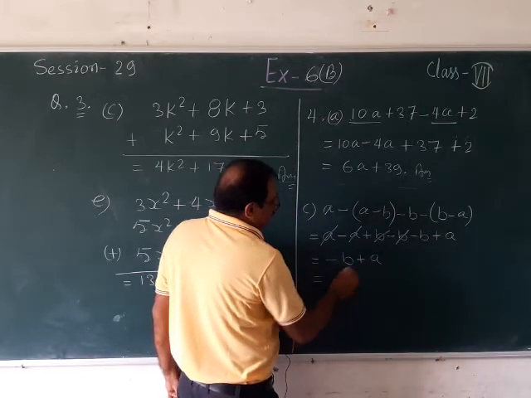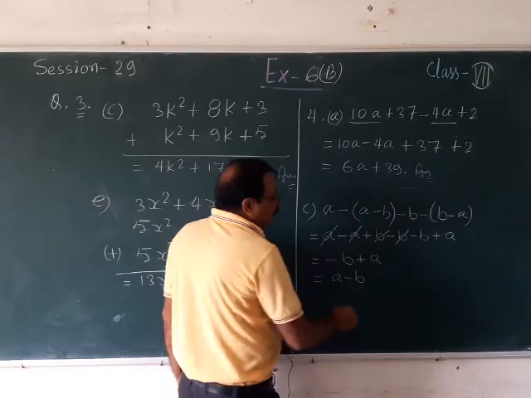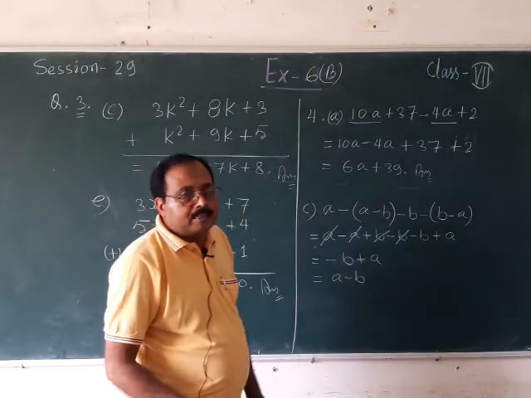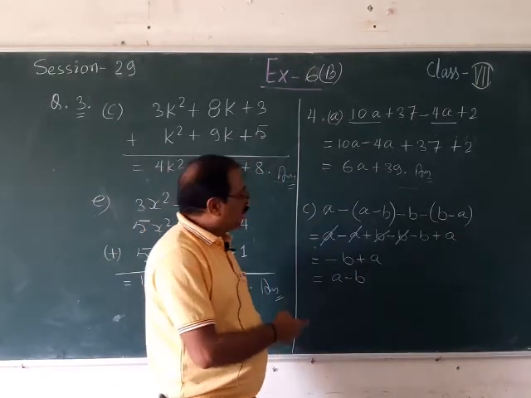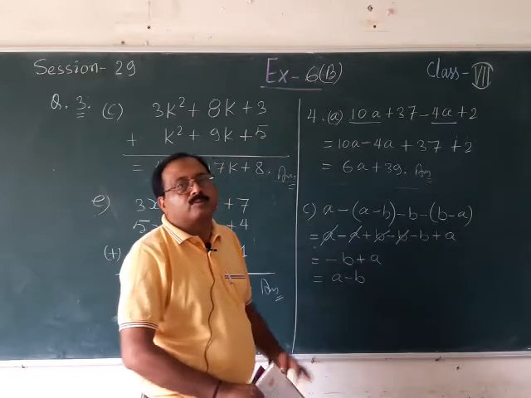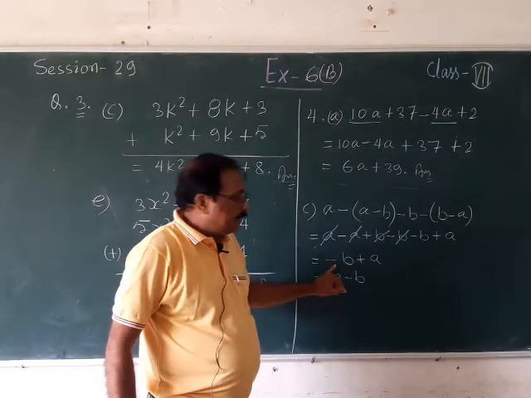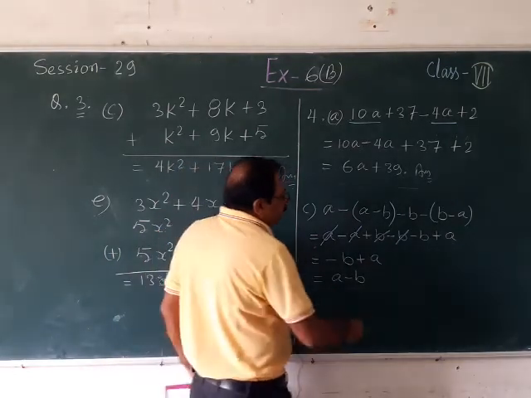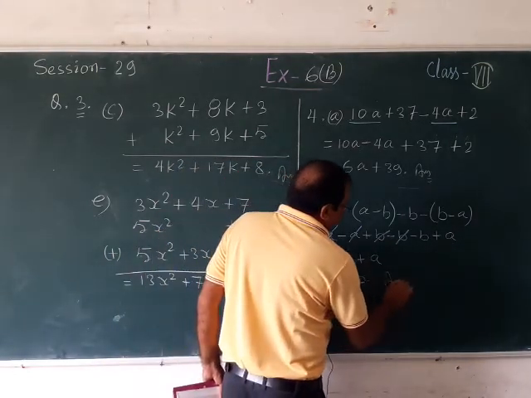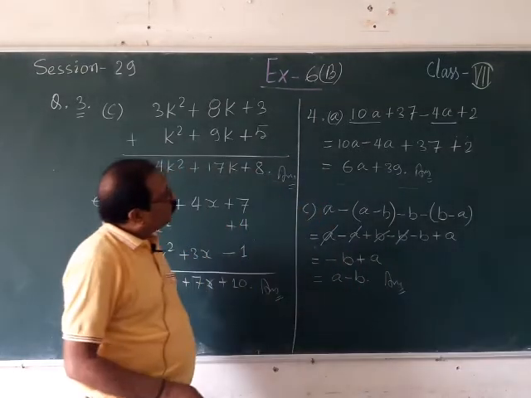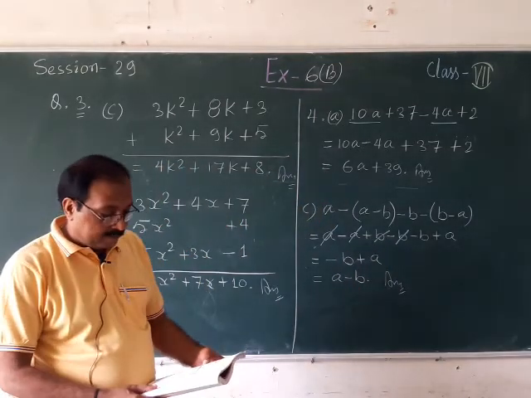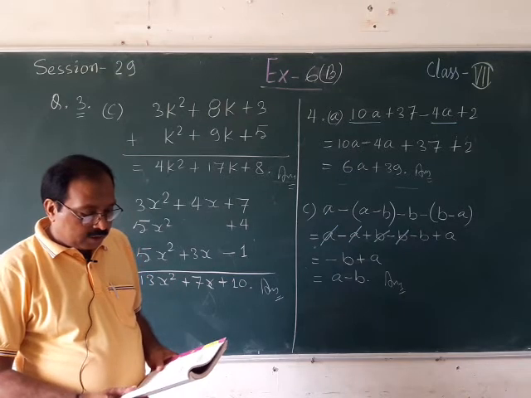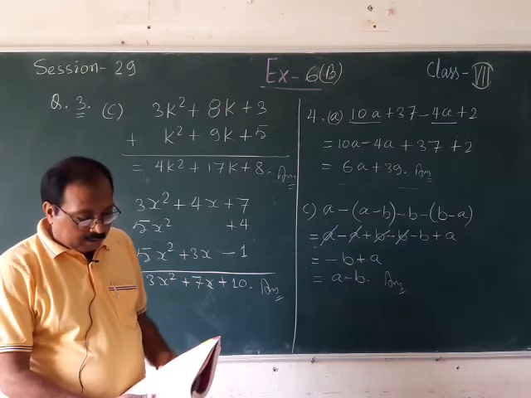It can be written as a minus b, because the term with plus sign should be written first, then you can write the term which is having minus sign afterward. So a minus b is the correct answer of this question. Like that you have to do question number 4c. In this way you can do these questions.